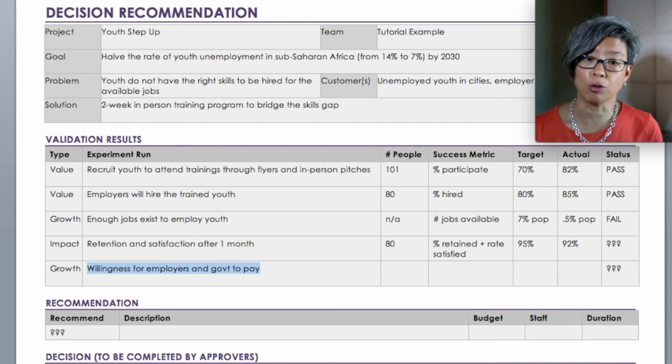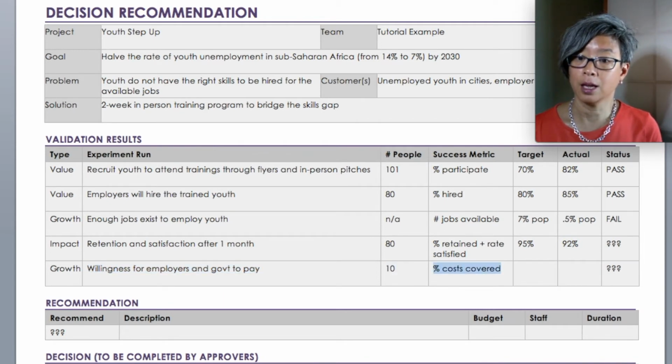Another might be growth, whether government or employers are willing to pay. Here, I wanted to have all my costs recovered, and I've gotten up to 80%. So again, not a complete success, but I'm finding that I'm making enough progress here that I believe that I can hit that target over time.